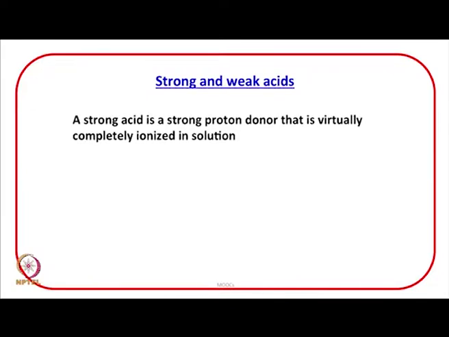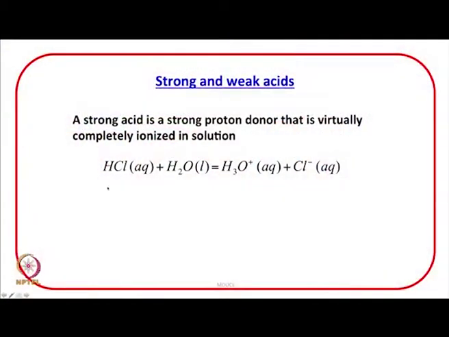So, what is a strong acid? A strong acid is a strong proton donor that is virtually completely ionized in solution. So, a strong acid will be a molecule which can easily donate a proton to another molecule, and in the solution it is virtually completely ionized. This strong proton donating ability makes a molecule a strong acid.